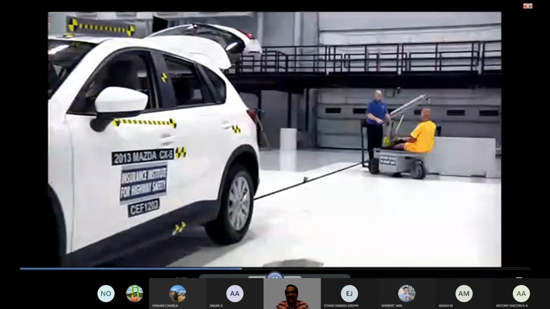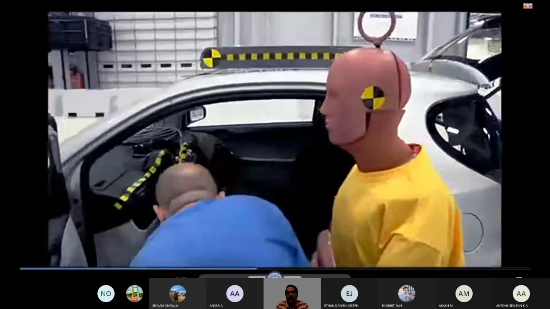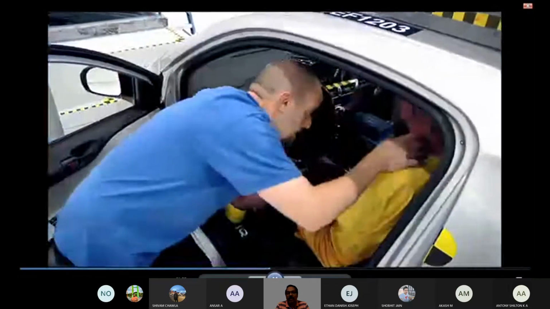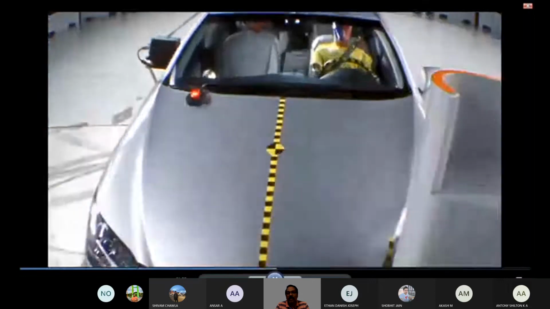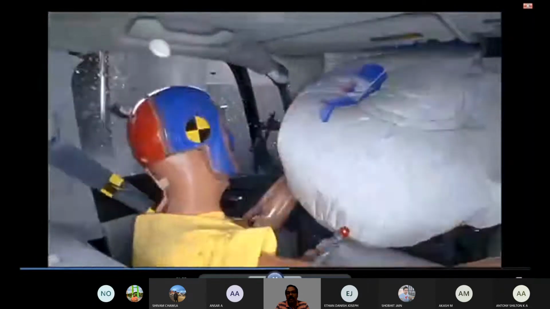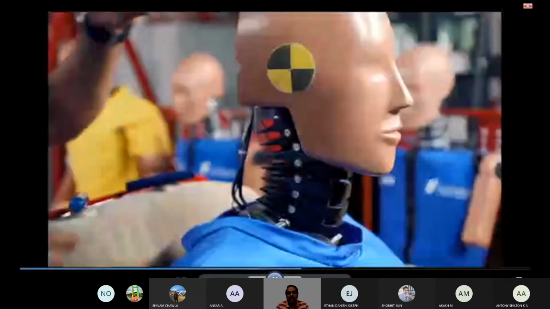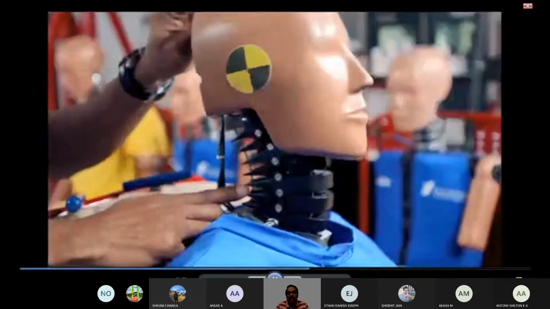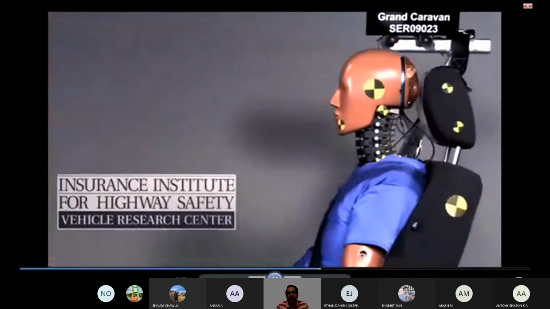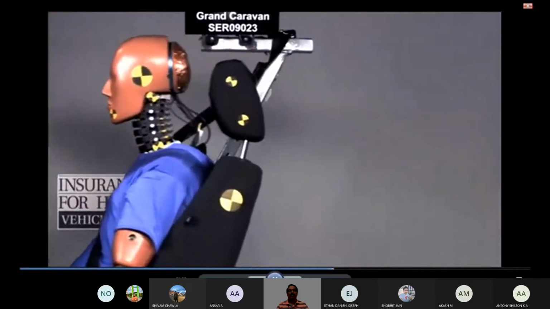Our workhorse here at the VRC is the Hybrid 3 50 percentile male crash test dummy. He's 5'10" and his weight is 172 pounds. He is used in our frontal test programs. The test dummy that we use for rear impact testing is called BioRid. He has articulating vertebrae. He reacts very much like a human, and he's definitely more biofidelic for rear impact testing than the standard frontal impact dummy.